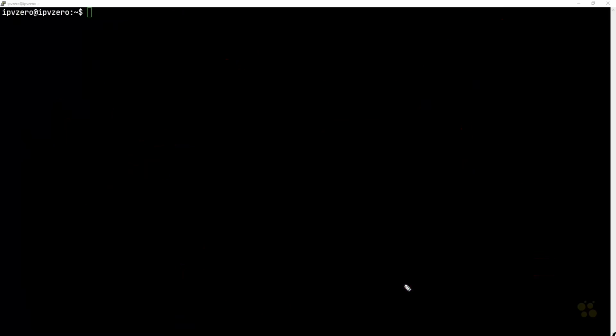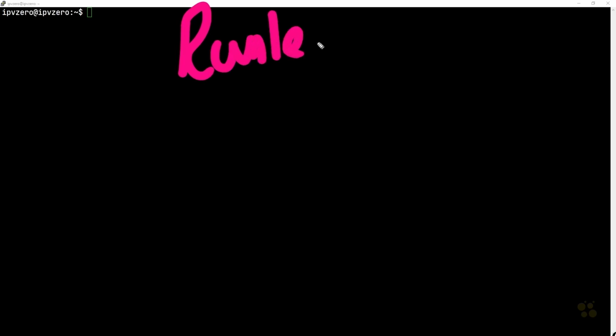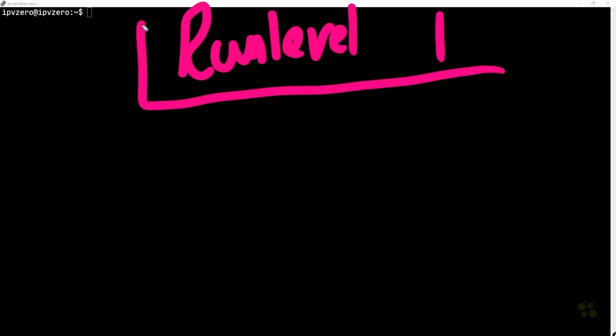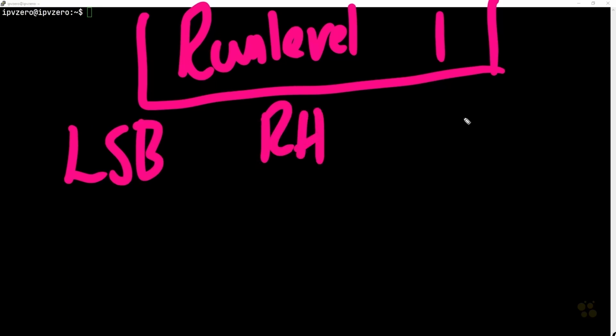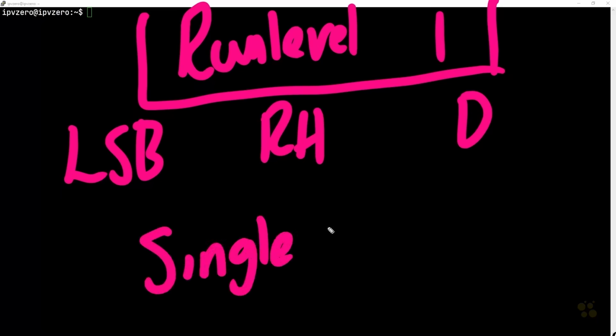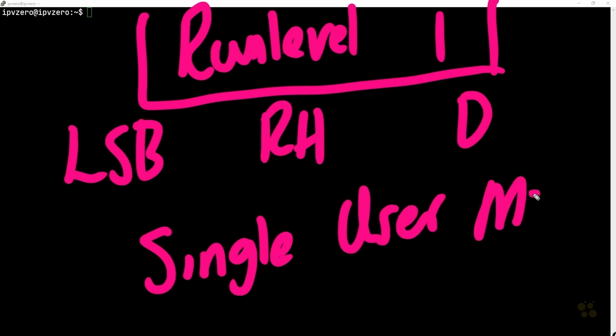Now, similarly, with respect to the next run level, which is run level 1, this is also the same across all definitions in the Linux standard base and the Red Hat set and the Debian set. No matter what we're using, this is going to invoke what is called single user mode. So think about this.